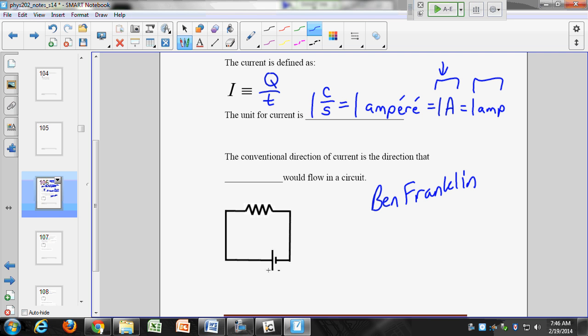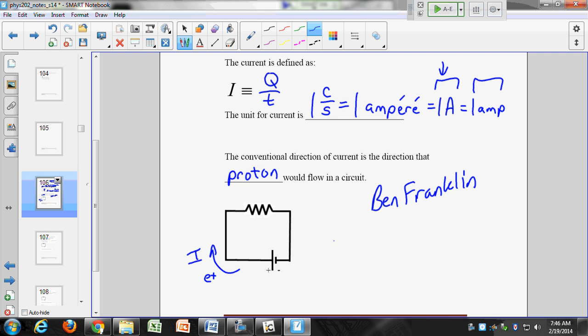All right, Ben Franklin. He thought that when you had direct current, protons flowed in the circuit. And so he defined the direction of current based on the direction that protons would flow. If we're looking at a circuit like this, the protons would flow in this direction, and that's also going to be the direction of my current.